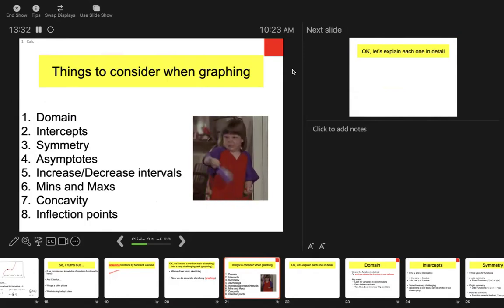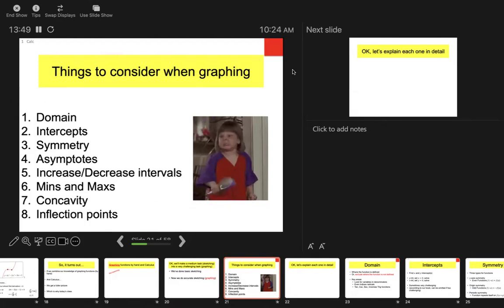Lots of procedures to do here. We're going to calculate the domain. We're going to find the intercepts. We're going to determine symmetry. We're going to find the asymptotes. We're going to find whether it's increasing or decreasing. We're going to find those mins and maxes. We're going to find the concavity. We're going to find the inflection points before we actually do our sketching.